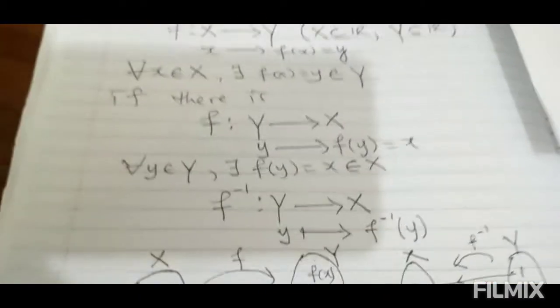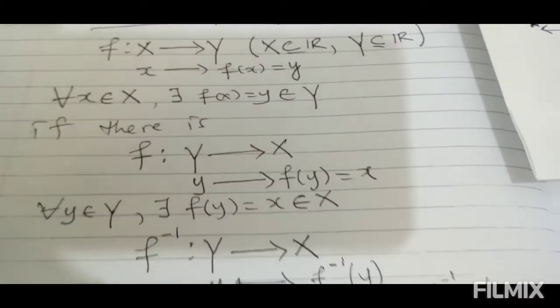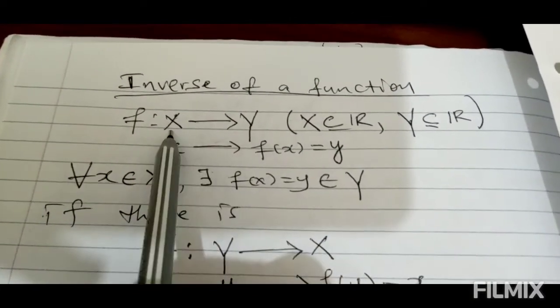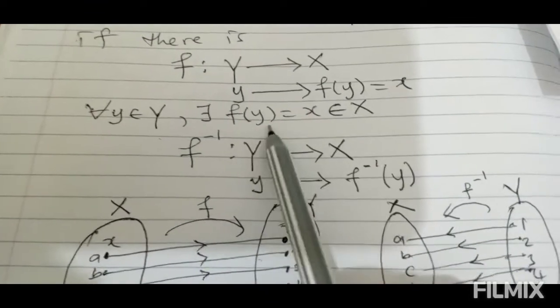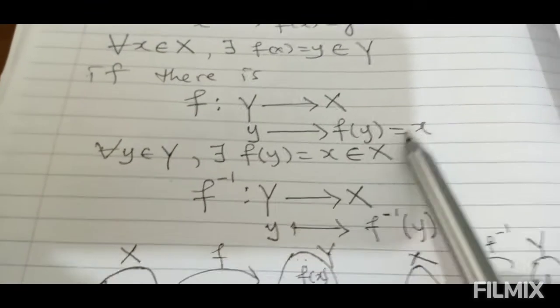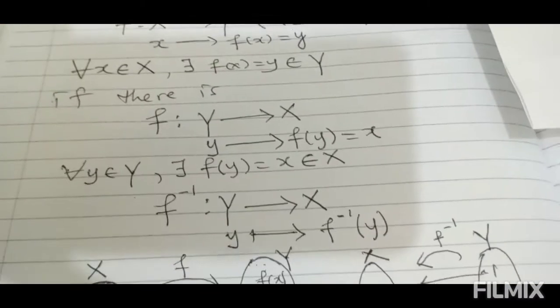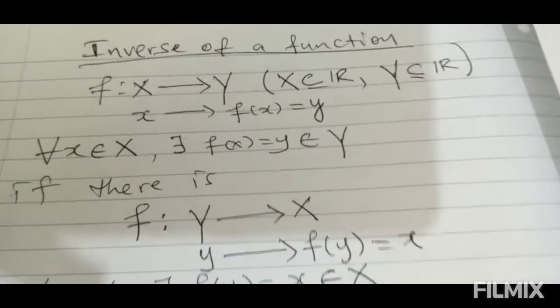Now, if we have to get an inverse, it means the inverse is defined from Y to X. The function is defined from X to Y, then the inverse is defined from Y to X. So for every y, a member of Y, there exists f inverse of y equal to x, a member of X. This is the definition of an inverse. So the inverse of a function is the opposite of the actual function, okay?